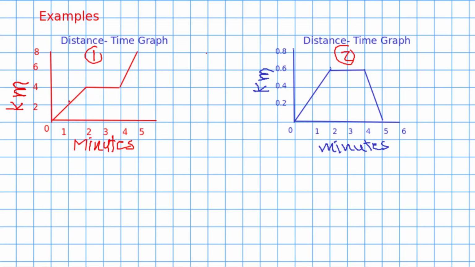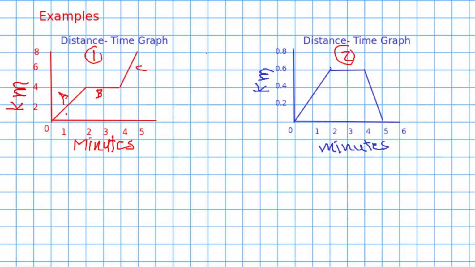Let us name these sections, guys. Let us say this section here is A, this one we give B, and this one here we give C. To describe the motion of this object in section A, let us assume this is a distance time graph for a car that has been moving for 5 minutes.